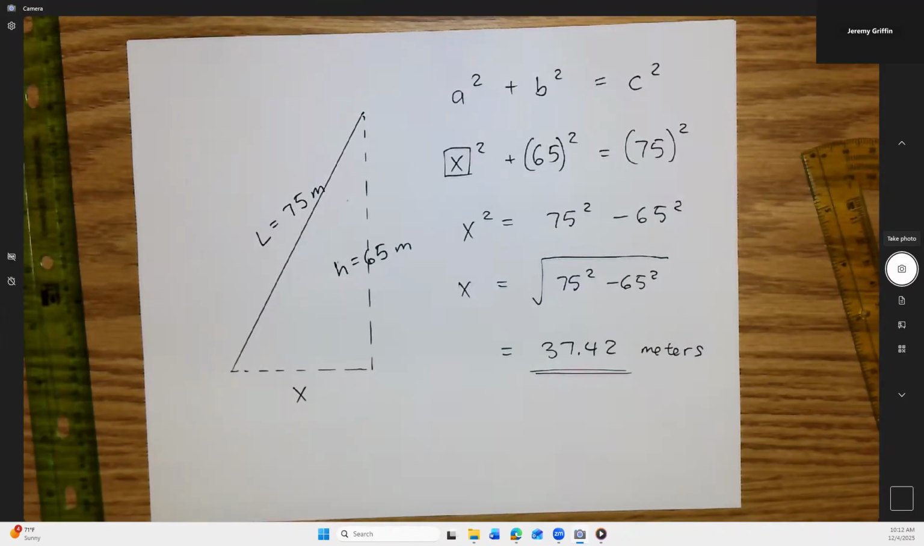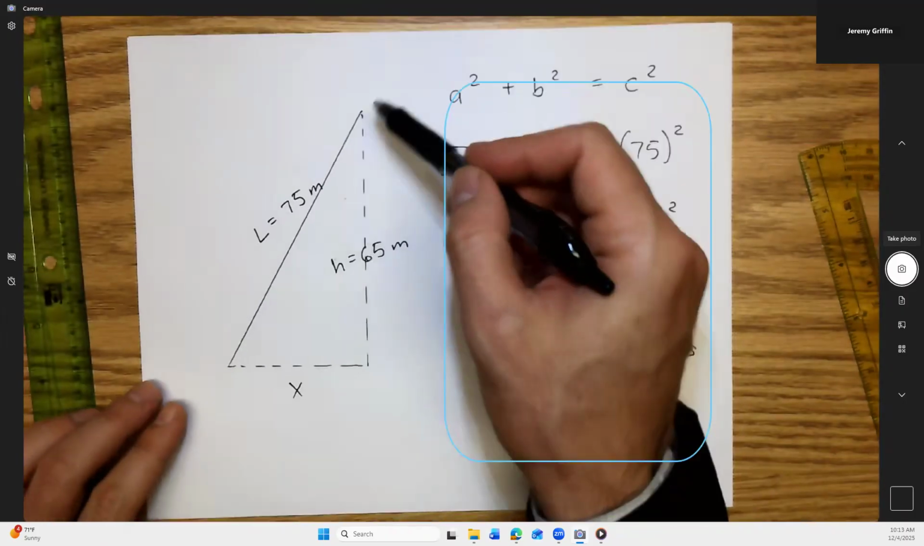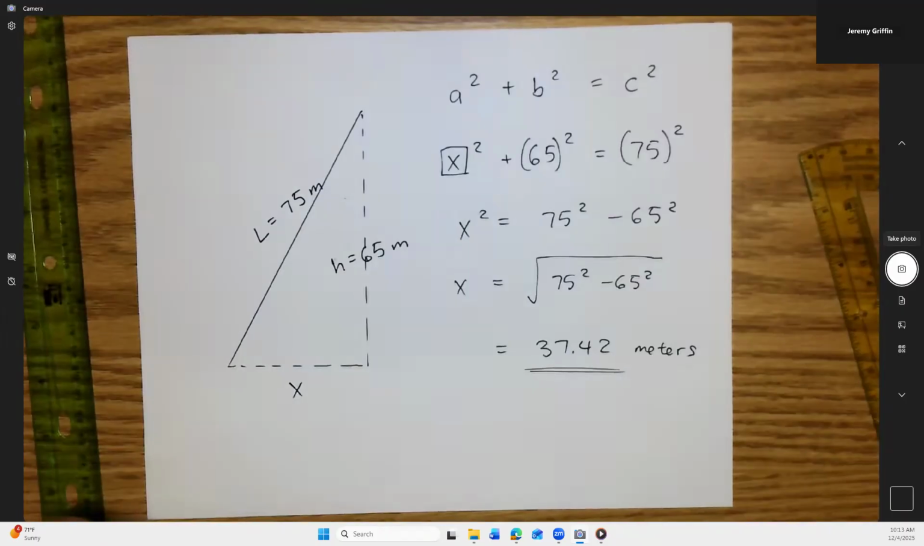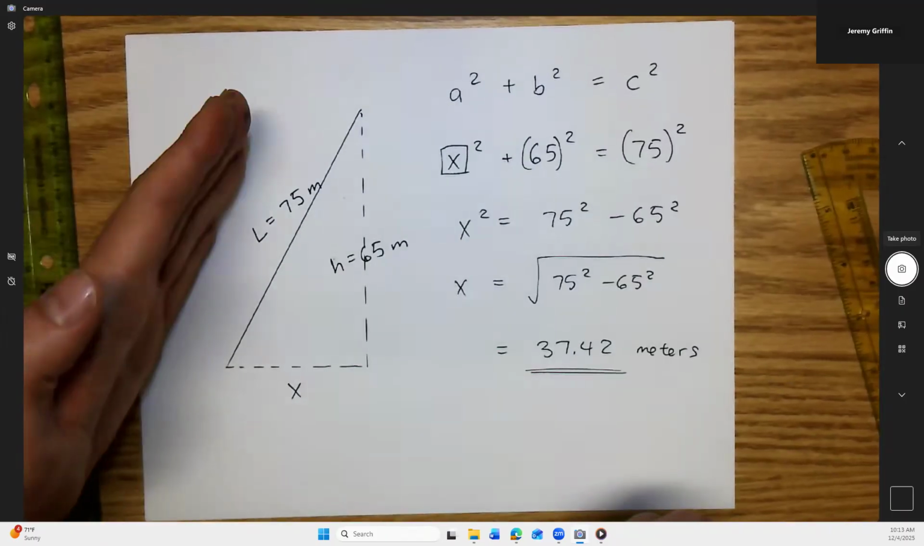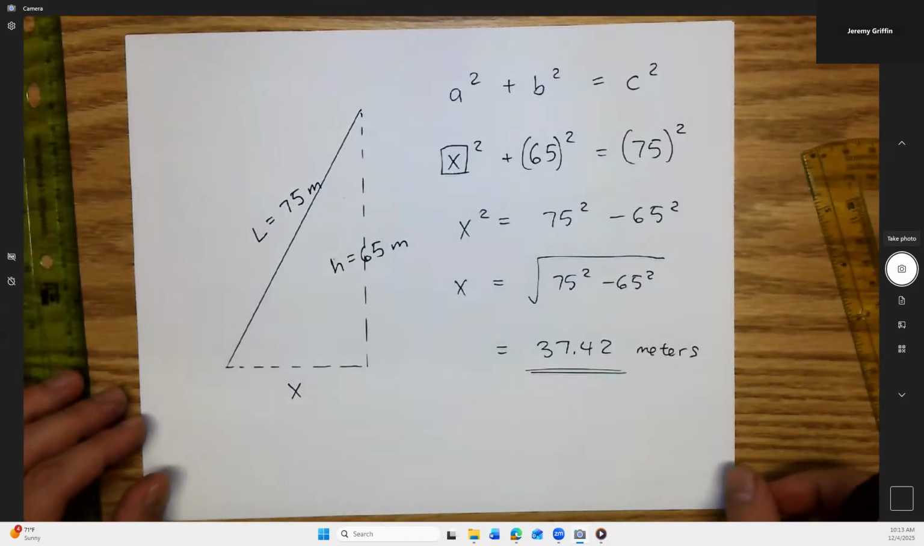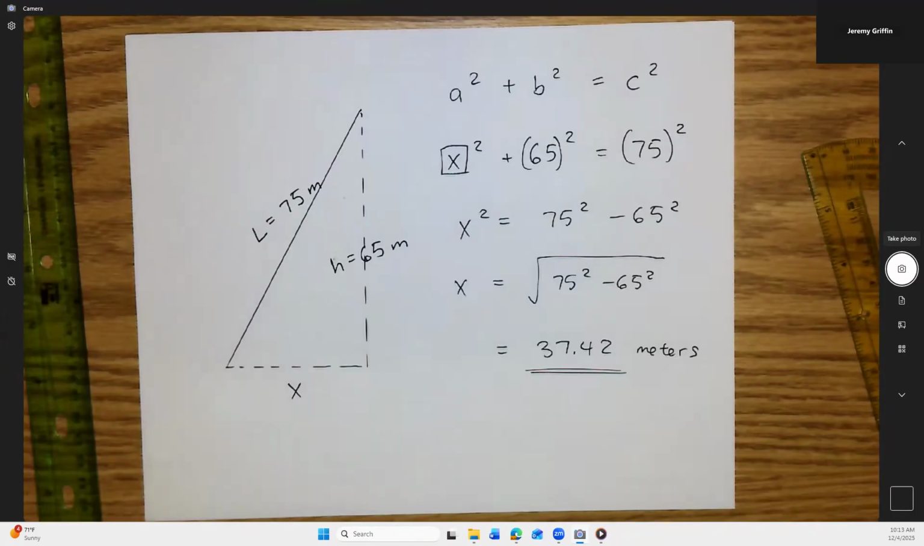Alex changed the story on this version. Some of you guys had a kite on a string. I was trying to recreate that. Some of you guys had, I think, a ladder leaning against a wall or something. There were different stories tied to it. It's all the same math. You're going to apply the Pythagorean theorem. Just like that. All right.